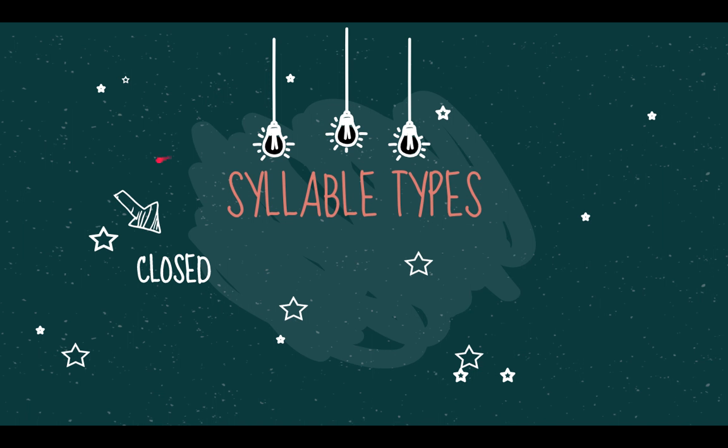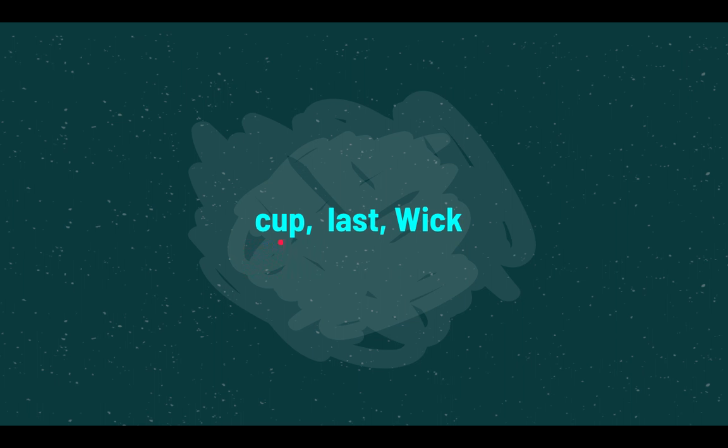The first syllable type we're going to review is the closed syllable. The closed syllable has only one vowel, and the vowel is followed by one or more consonants that close it in at the end of the word. The vowel in this syllable type is short. Examples of closed syllable types are the words cup, last, and my last name, Wick. We mark closed syllables with a C.